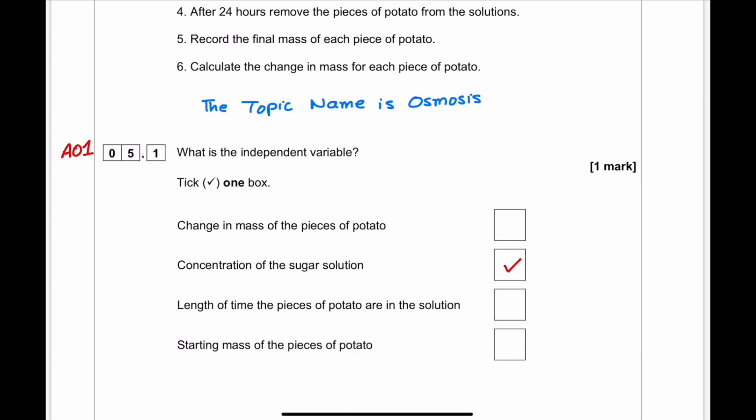If the concentration of the sugar solution changes, the mass of the potato piece will also change. So this is a dependent variable. Length of the time the pieces of potato are in the solution, that is a control variable. The starting mass of the pieces of potato is also a control variable.